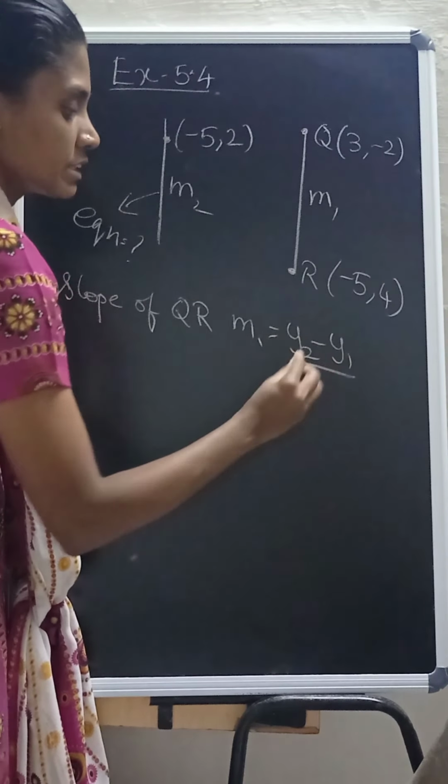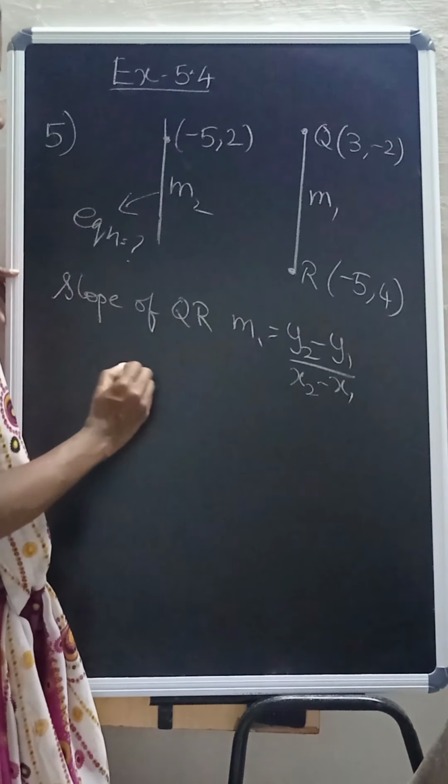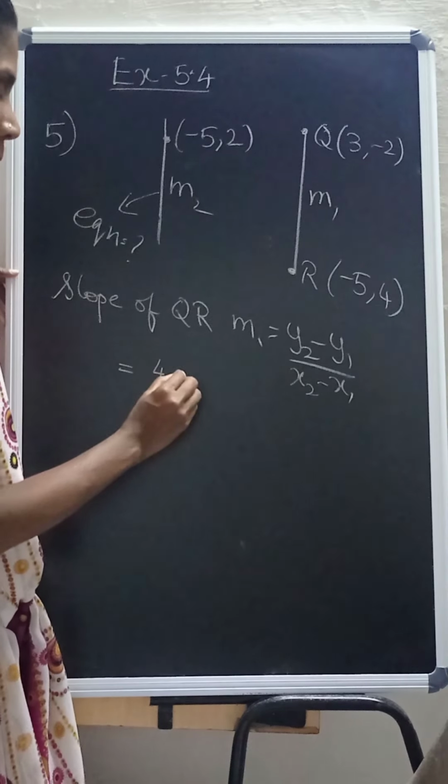And 2 points are given. The slope formula is y2 minus y1 divided by x2 minus x1. Now substitute the values.